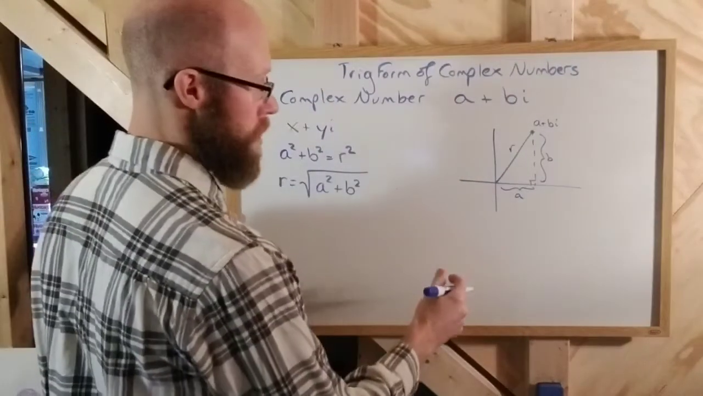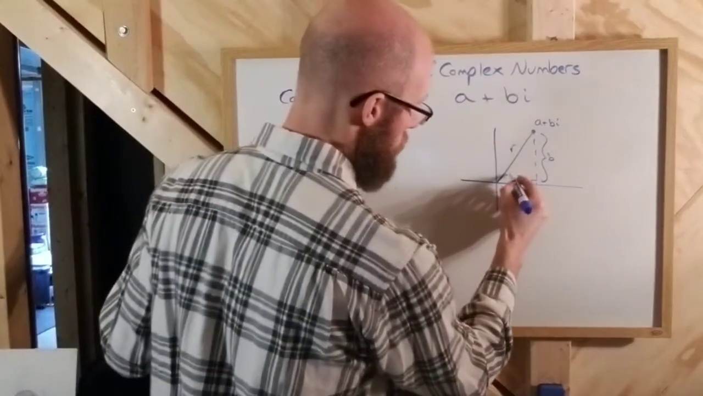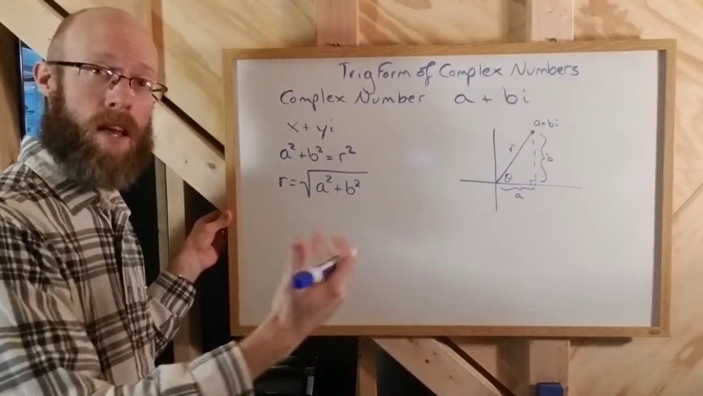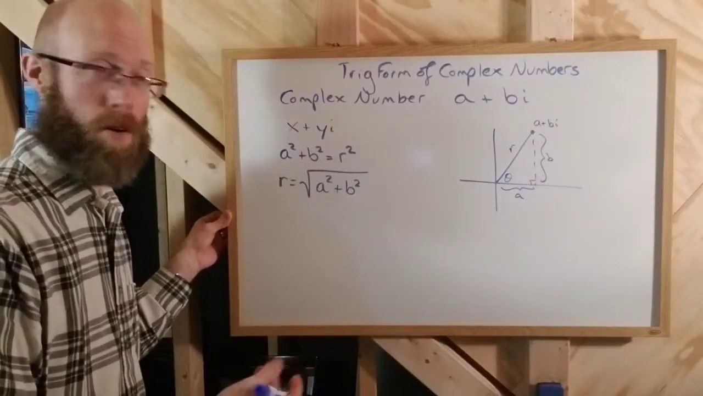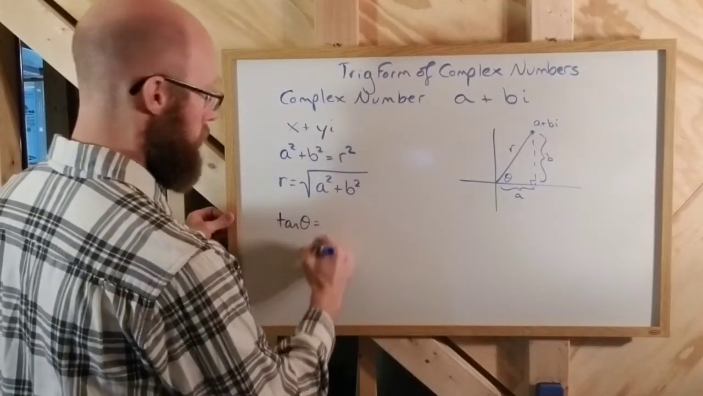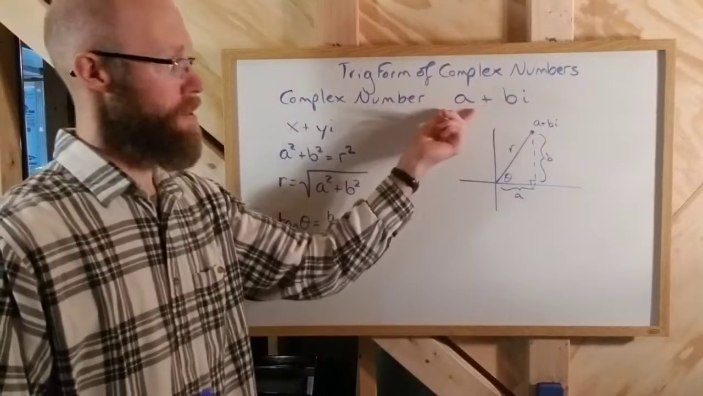We also have all of the trig functions in here, right? We have an angle theta. That's the angle between the positive x-axis and our complex number. And so the tangent of theta is equal to b over a, which is the imaginary part divided by the real part.